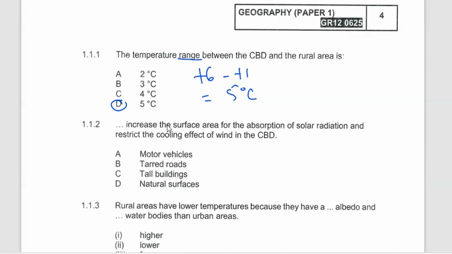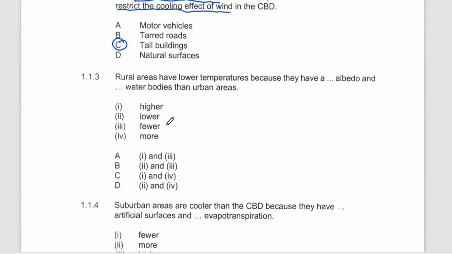Dash increase the surface area for the absorption of solar radiation and restrict the cooling. We are looking at increasing the surface area for the absorption of solar radiation and also restricting the cooling effect of wind. Which one is likely to give that effect in the CBD? The correct response is tall buildings. Tall buildings have a larger surface area for the absorption of solar radiation, and because of their height, they restrict the cooling effect of the wind. Remember, the winds in the urban areas or in the CBD are channelized such that they do not pose a cooling effect in the CBD. Moving on to the next question.